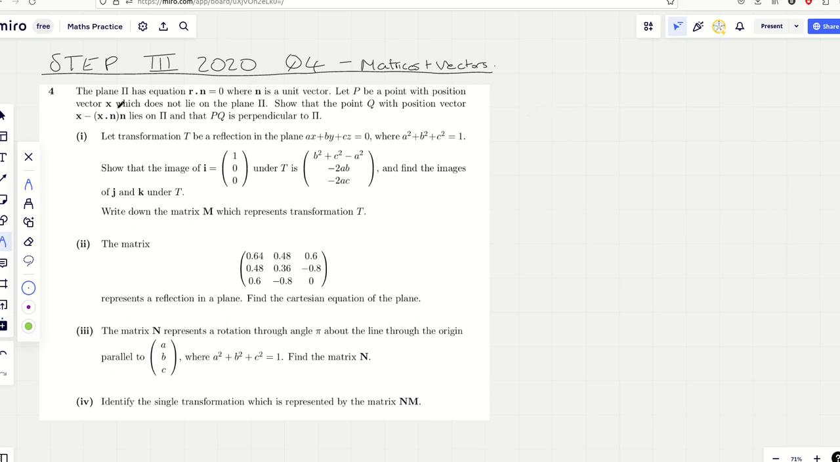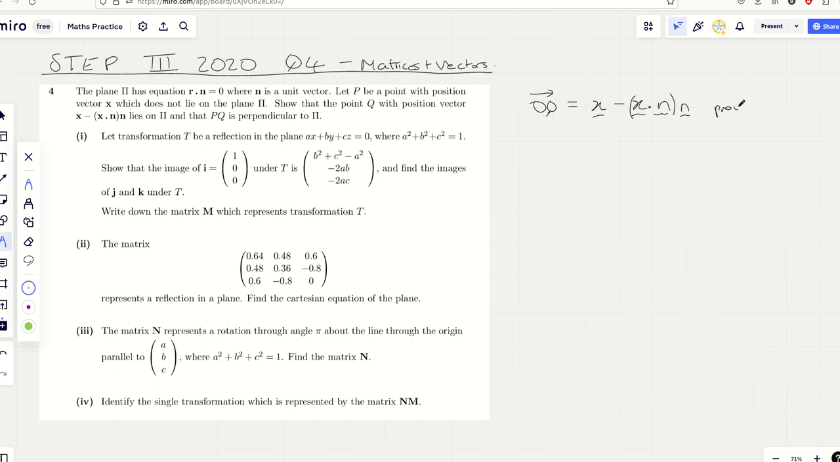So P is a point with position vector x, which does not lie in the plane. Show that the point Q with position vector x minus... let's just write it down. The point Q has position vector OQ equals x minus (x dot n). Now that's a scalar, isn't it? And then we're multiplying that scalar by the vector n. That looks a bit weird, that setup. But we've got to prove this lies on the plane.